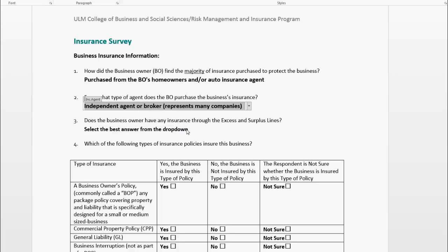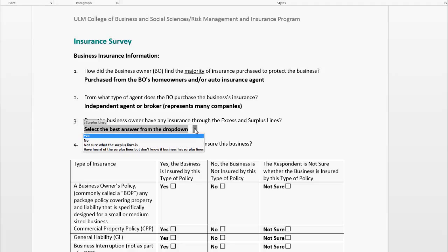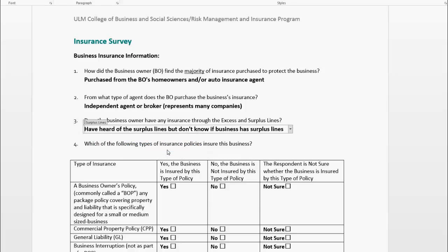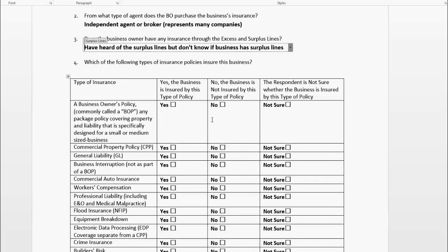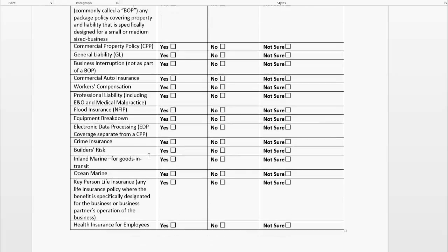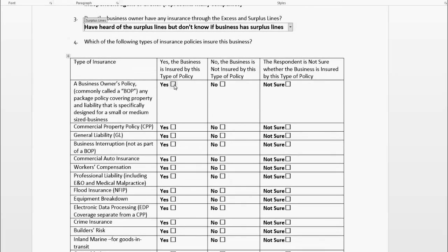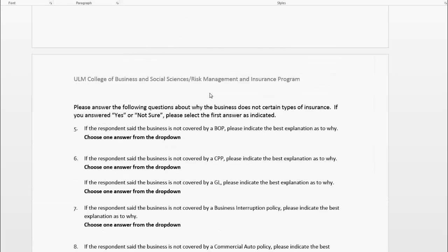Does the business owner have any insurance through the surplus lines, excess and surplus lines? So they could say yes, no, not sure what that is, or have heard of it but don't know if the business has surplus lines. Which of the following types of policies do insure this business? And so you're going to go through these one by one and just click yes or no, or not sure. So pretty simply. Then in this next section, we're asking why they don't have insurance when they don't.